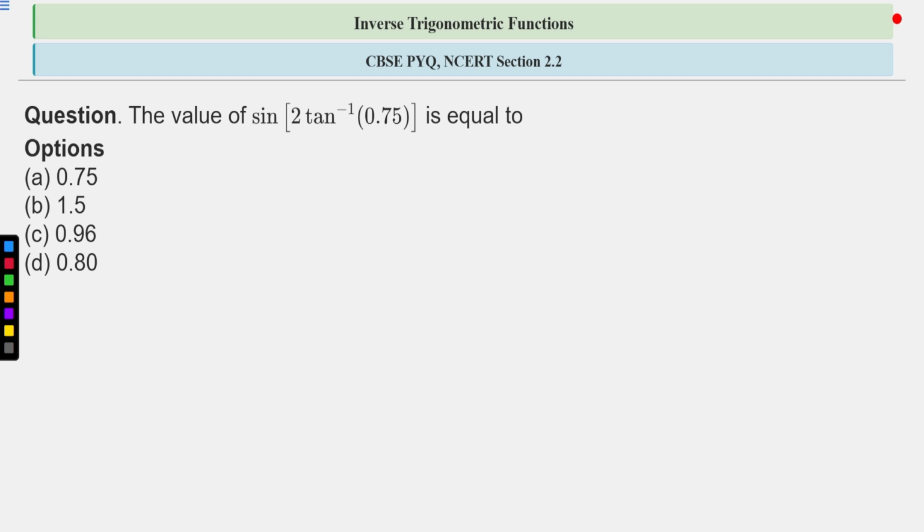Next question is, the value of sine 2 tan inverse 0.75 is equal to. You need to find the value of sine 2 tan inverse 0.75, and the options are A 0.75, B 1.5, C 0.96 and D 0.80. Clear? You need to find the value of this expression, right? And the options are given. I'm giving you 10 seconds to solve or think about this question. After that, we will move to the solution part, right?